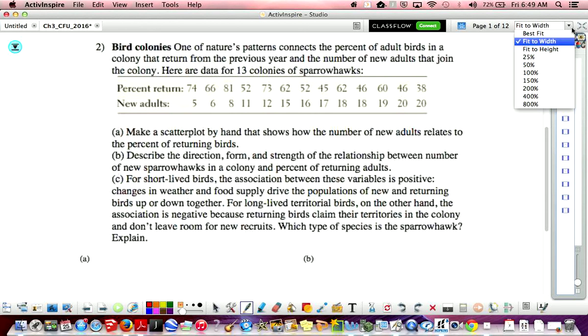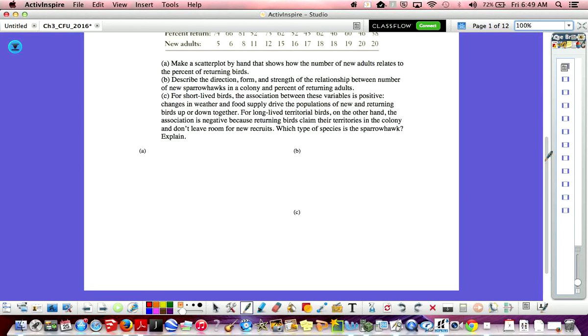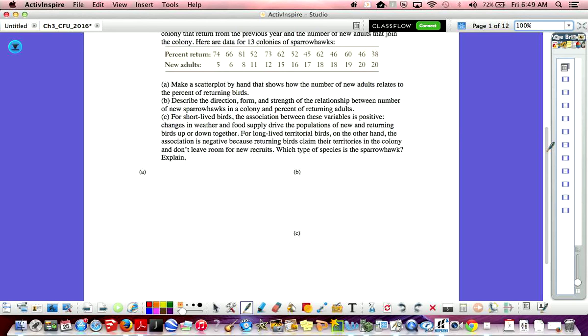As I do this, one of the things I'm going to do is just shrink my screen a little bit so that I can still see the data points and graph. If I'm asked to do this by hand, one of the things I would do is start off by drawing an X and Y axis. Here, my X axis is going to be the percent of return. My Y axis is going to be the new adults. If I look at percent of return, I want to look at my lowest value, 38, and my highest value, which looks like about 81.